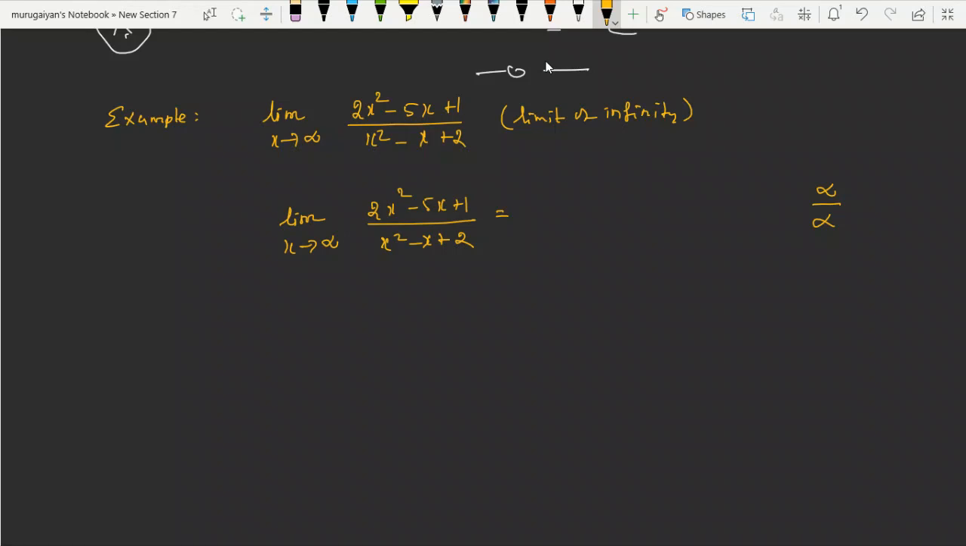So this is an inconclusive step. Then we can apply L'Hopital's rule. Okay, this is one method. For a limit at infinity, there is a shortcut.